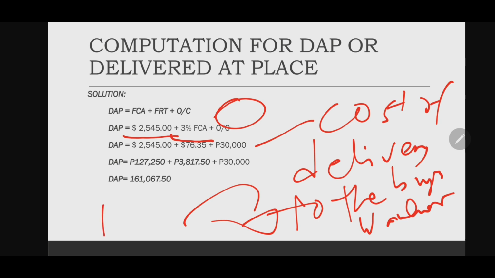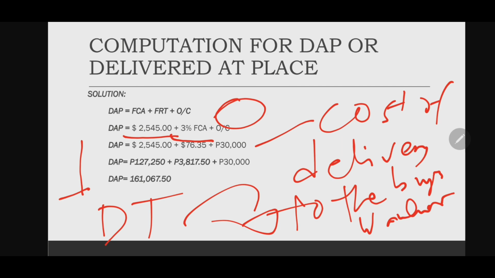You do not also include the duties and taxes. Okay, so for DAP, just the cost of delivery to the buyer's warehouse, up to that only. You can add, for example, the cost that you have incurred from having the cargo unloaded from the ship. Okay, but the other charges for the DAP will only end at the delivery at the buyer's warehouse.